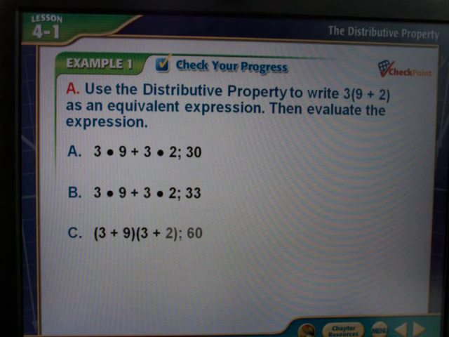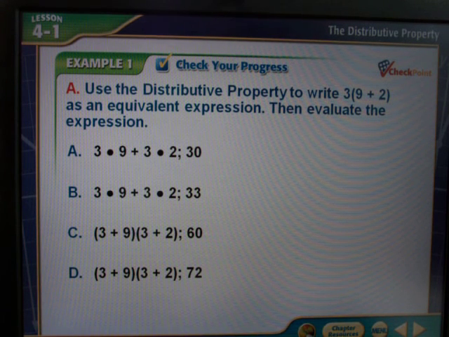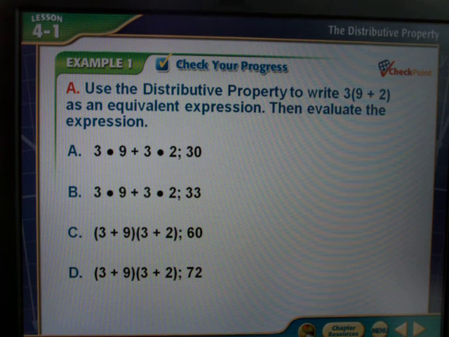So now use the distributive property to write 3 times the quantity 9 plus 2 as an equivalent expression. Then evaluate the expression. Is it A, 3 times 9 plus 3 times 2 is equal to 30? Is it B, 3 times 9 plus 3 times 2 is equal to 33? Is it C, the quantity 3 plus 9 times the quantity 3 plus 2, which is equal to 60? Or is it D, 3 times 9 plus the quantity 3 times 2, which is equal to 72? And your answer is?